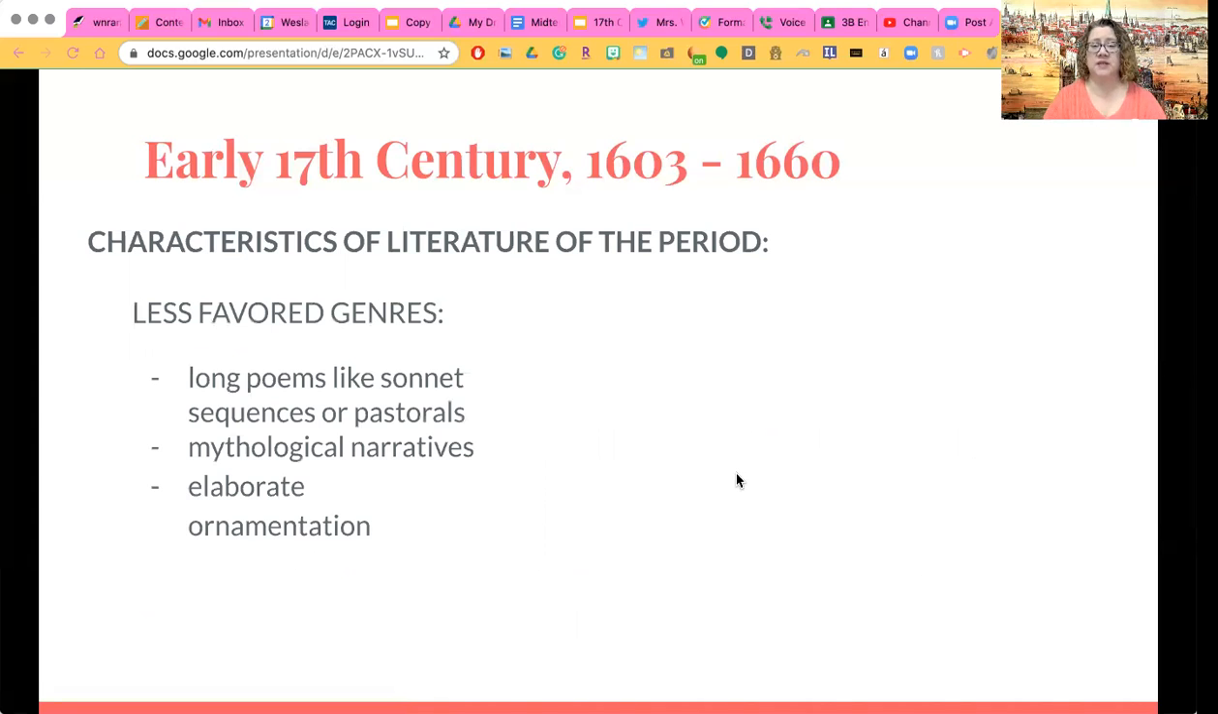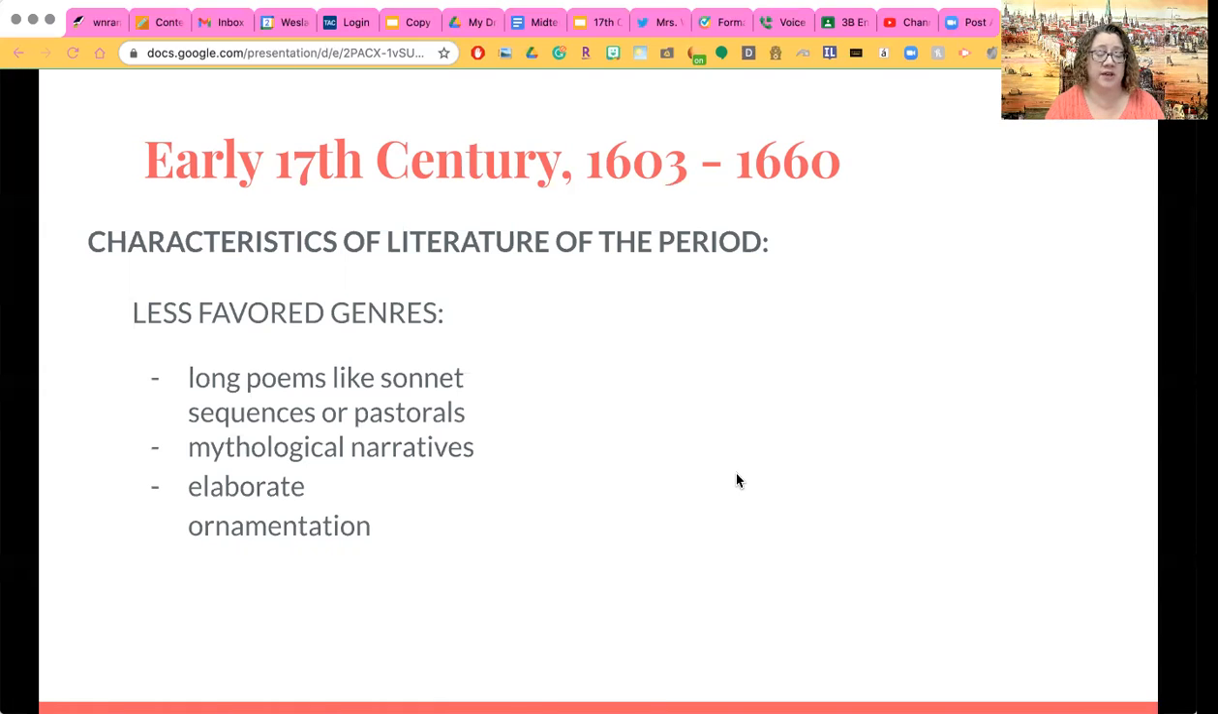All right, so some things that are going away in the 17th century are long poems like sonnet sequences or pastorals. We always see, like, whatever was prevalent in one time period, the next time period goes in a different direction. It's kind of like fashion, right? You don't want to wear the same stuff as your mom or your dad, so you have your own thing. But sometimes retro comes back, right? People want to wear stuff from the 90s, from the 80s, like skip a generation. So we see things showing up cyclically sometimes, but long poem sequences, pastorals, mythological narratives are out.